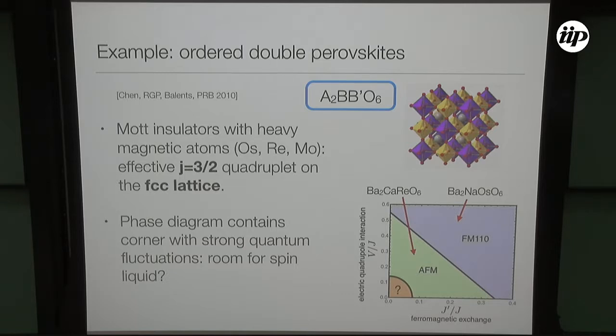And that's usually a sign that it might destabilize the ordered phase and give a quantum spin liquid. And indeed, in this family of double perovskites, there is one material, barium ytterbium molybdenum oxide, that is a good candidate for a quantum spin liquid.